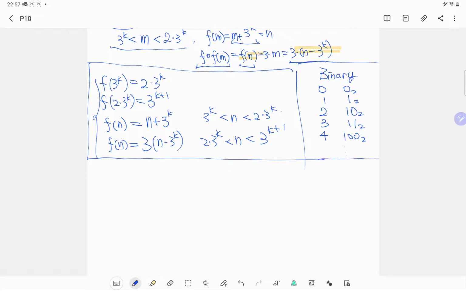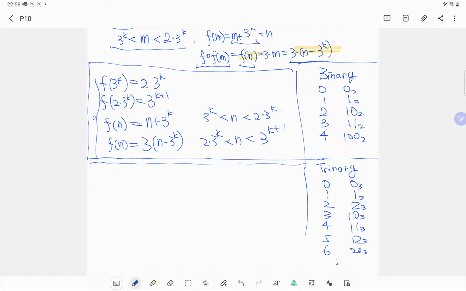And actually, we can use the base 3 notation, or we can call it the trinary notation, which means that if we have 0, it is 0. If we have 1, it is 1. If we have 2, it is 2. If we have 3, it is 1, 0. If we have 4, it is 1, 1. And if we have 5, we have 1, 2. If we have 6, we have 2, 0. So on and so forth, with base 3 or trinary. Which means that we can rewrite it using the trinary notation.